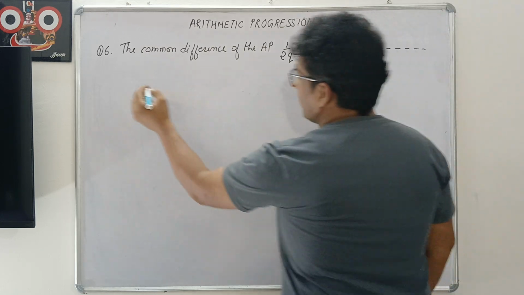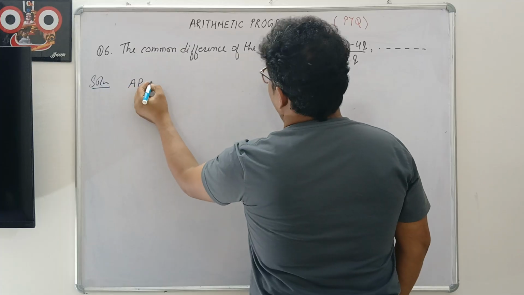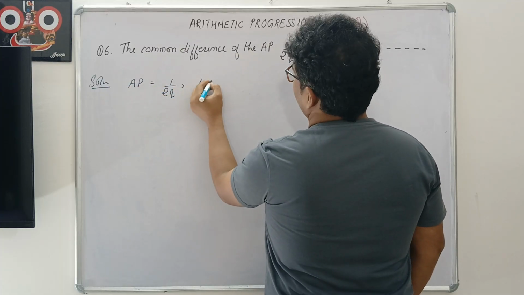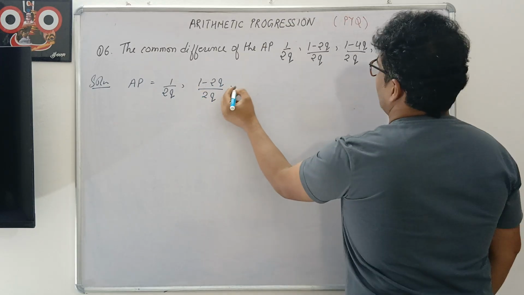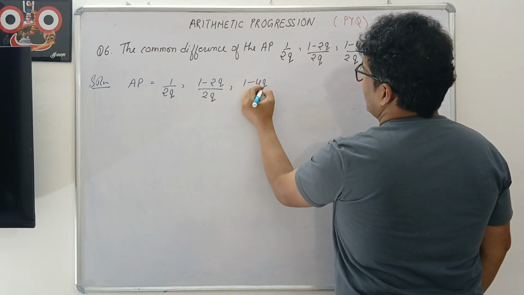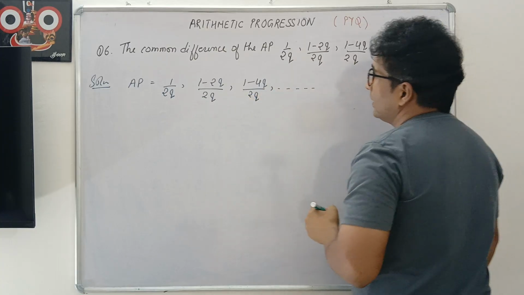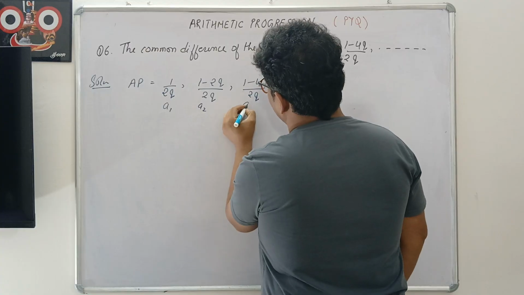And your AP is given. So the AP is 1 by 2q, (1 minus 2q) by 2q, (1 minus 4q) by 2q, and so on, correct? So you have to find the difference. This is the first term, this is the second term and this is the third term.